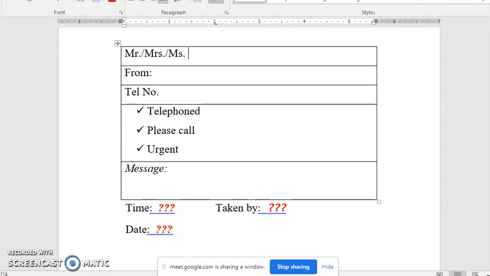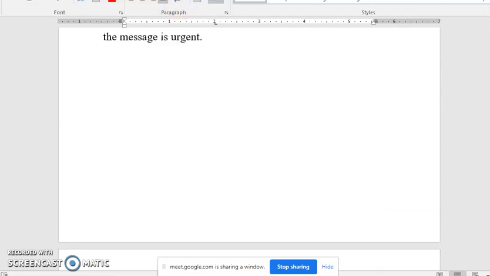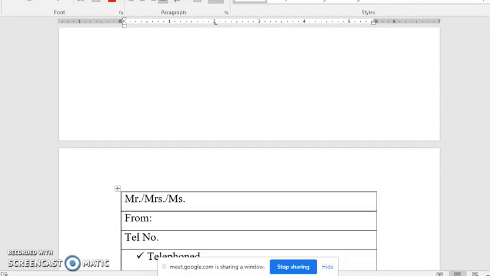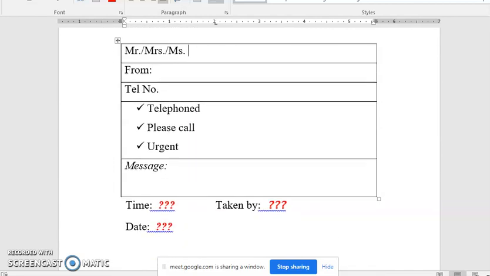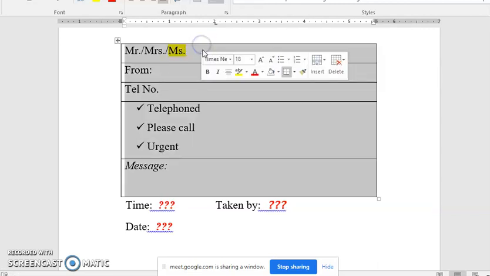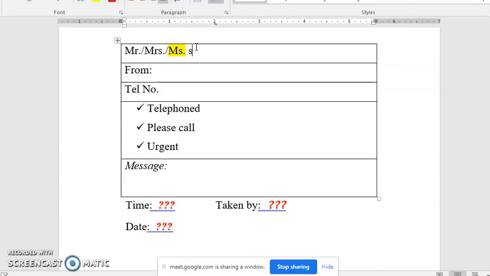Who is this message from? Sandy Clark, is that correct? Let's look at the question. Sandy Clark. You are Sandy Clark, the receptionist. You are taking the message. Who is giving Sandy Clark this message? Right. So the message is from Ms. Best, right? Everybody agree with that? Suzanne Best.